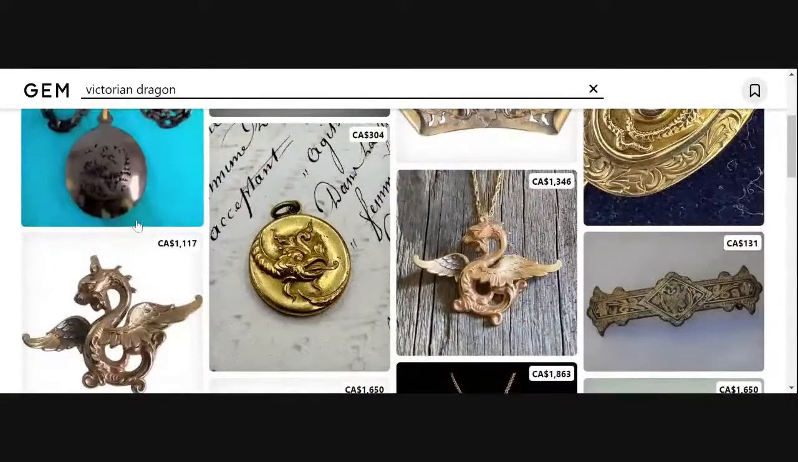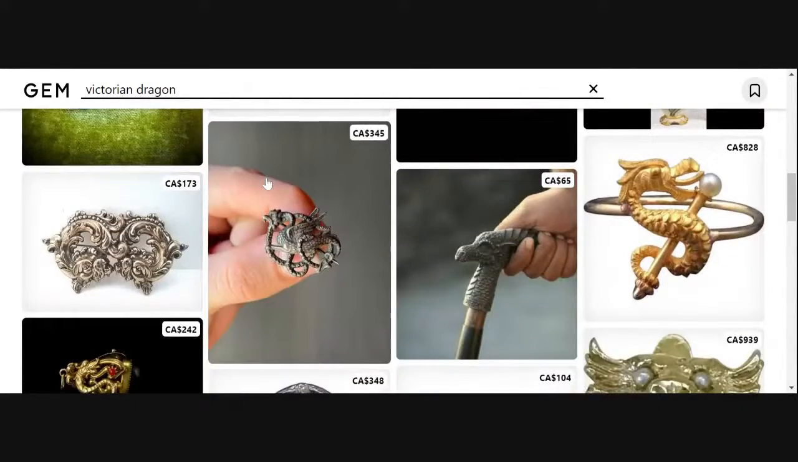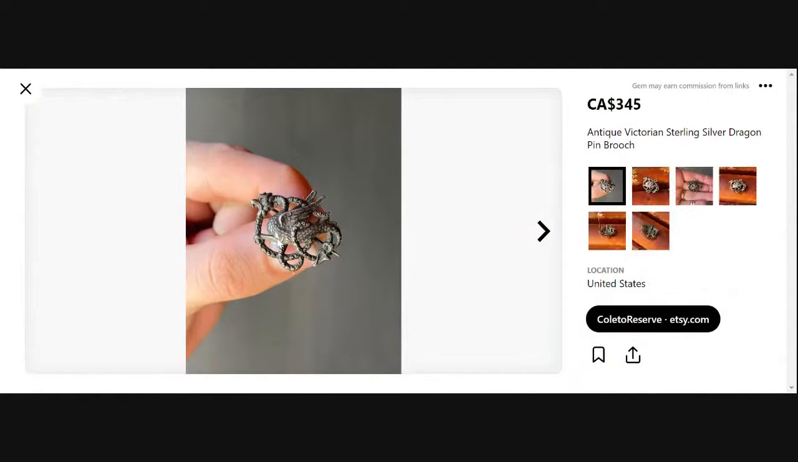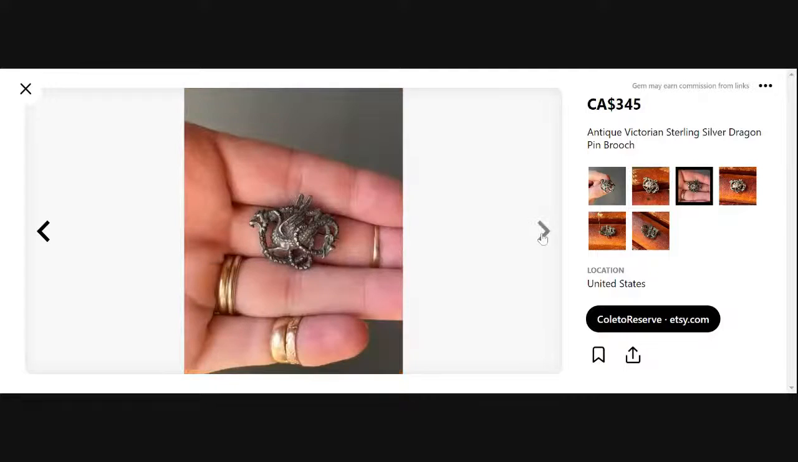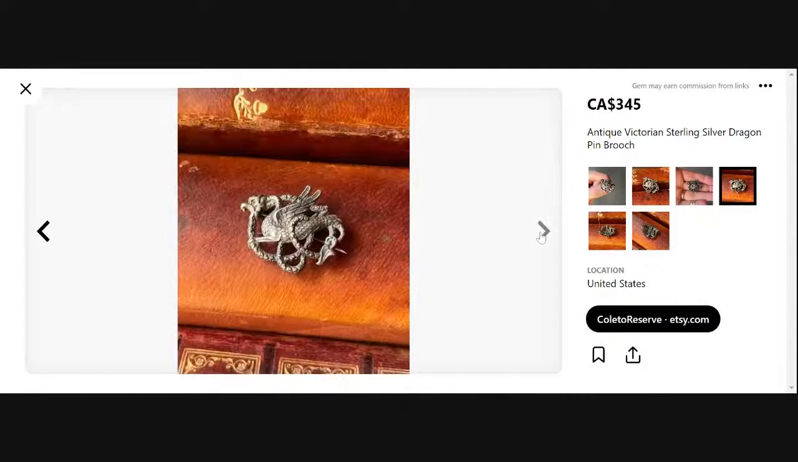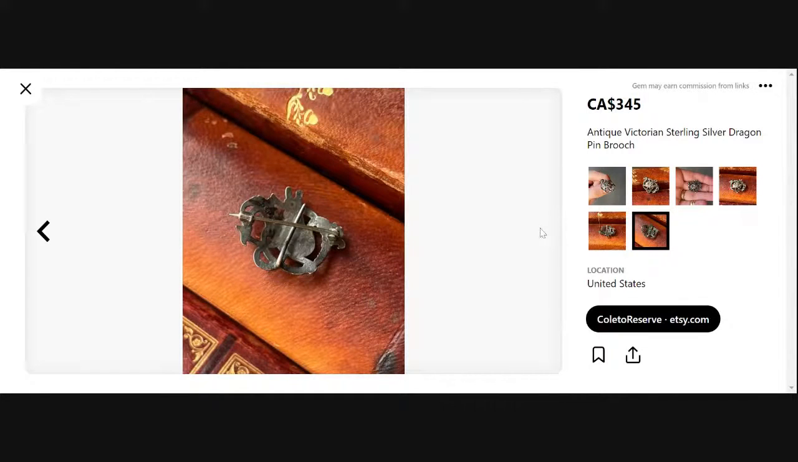You said pins, so I'm going to try to find pins. I'm going to start by scrolling and see what we come across. What is this? Ooh, this is interesting. They say it's an antique Victorian sterling silver dragon pin brooch. It is not inexpensive at $3.45 Canadian. It looks like it is potentially a watch pin as well as a brooch. I wonder if there's any markings on it, because at that price, I would love to see a few more markings. We are going to click onto this listing and see what we can find, because it looks fascinating.